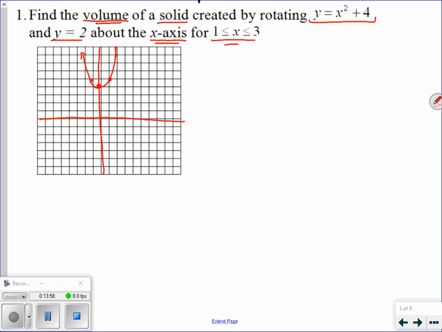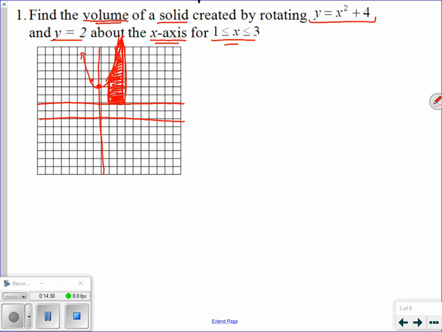We got the line y equals 2, so there's y equals 2 right there. And we're looking between 1, which is right here, and 3, which is kind of off the graph here. So I'm just going to say that right there. Okay. So what's bounded is this region right here. We're between y equals 2, x squared plus 4, and between 1 and 3. So I took all my bounds and I shaded the region that's bounded between the two. Okay.